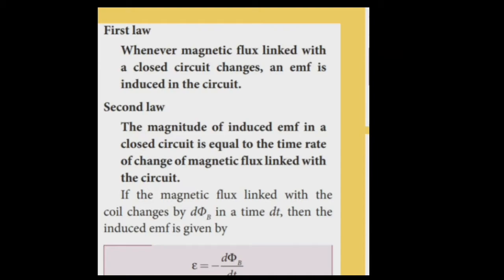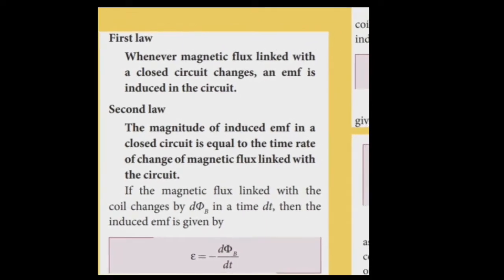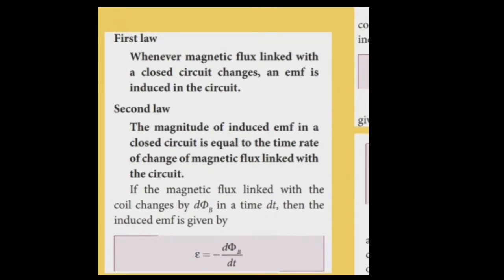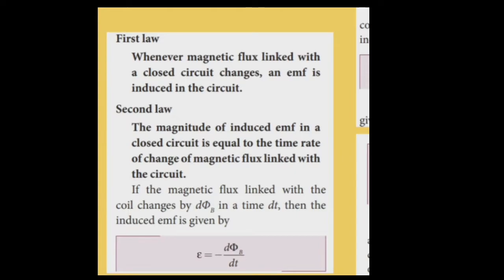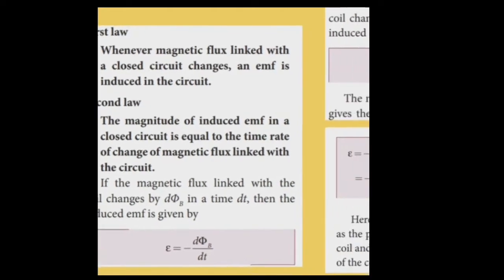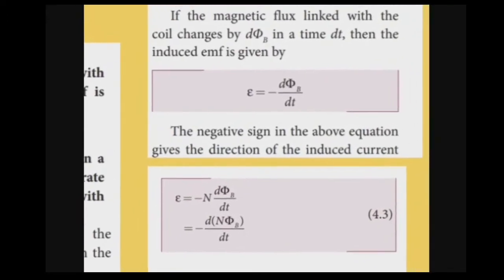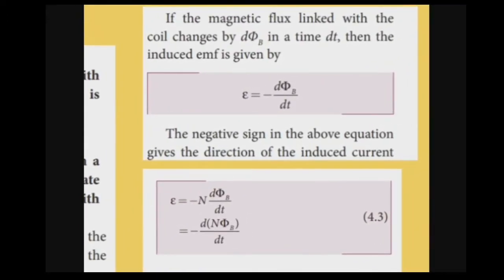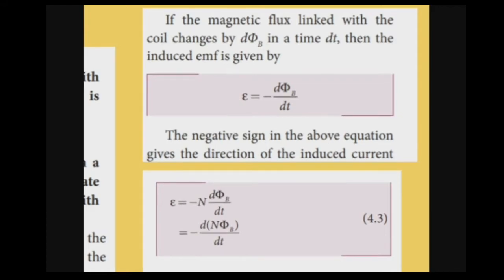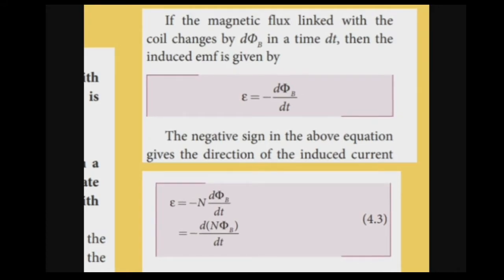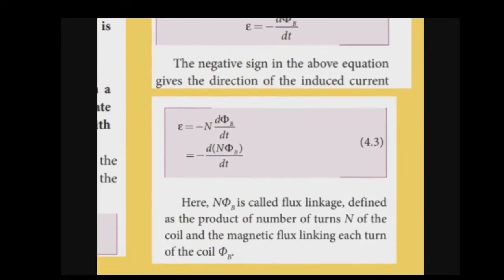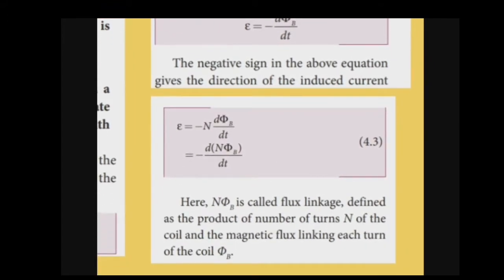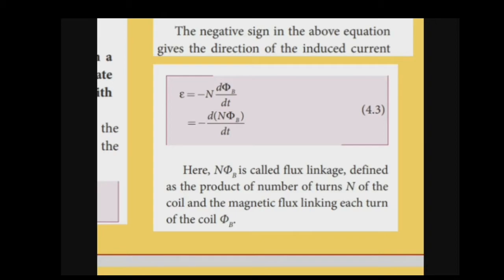If the magnetic flux linked with the coil changes by dφ in a time dt, then the induced EMF is given by ε = -dφ/dt. The negative sign indicates the direction of the induced current.